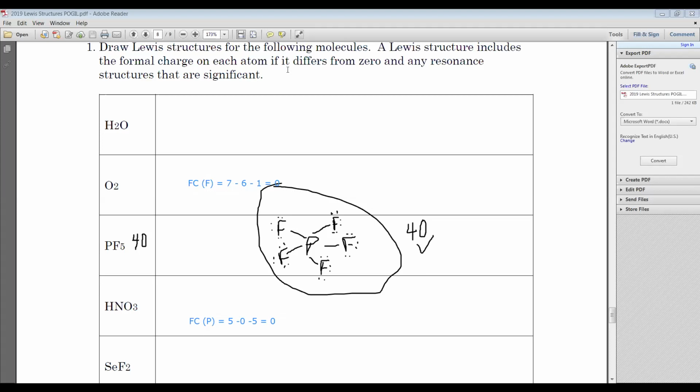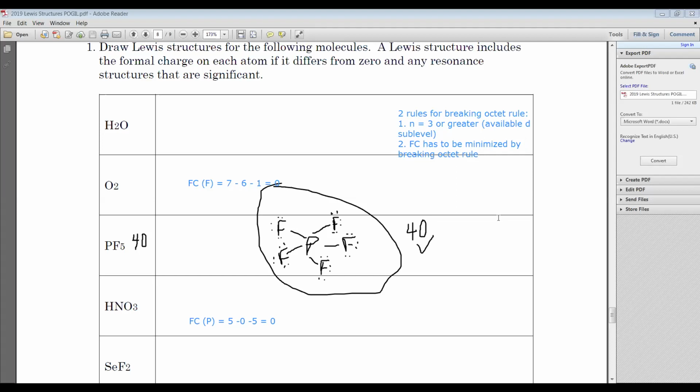So again, the two rules for breaking the octet rule. One, you have to be an element in the third energy level or greater, meaning you have an available D sublevel. And secondly, the formal charge has to be minimized by breaking the octet rule. And usually that means that we end up having zeros in places.